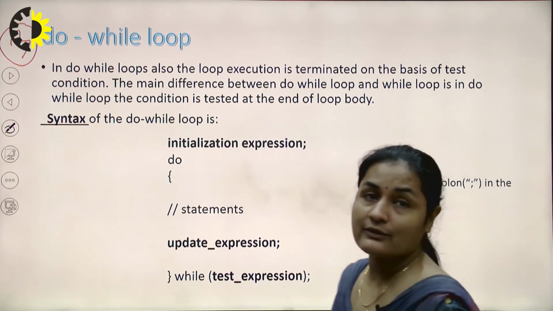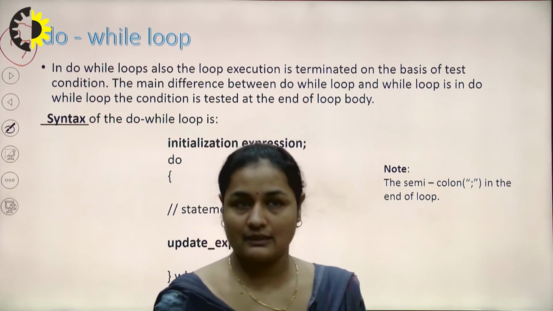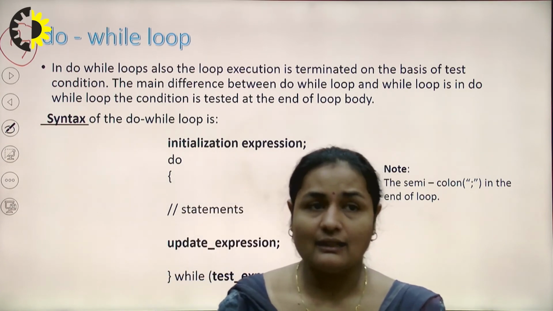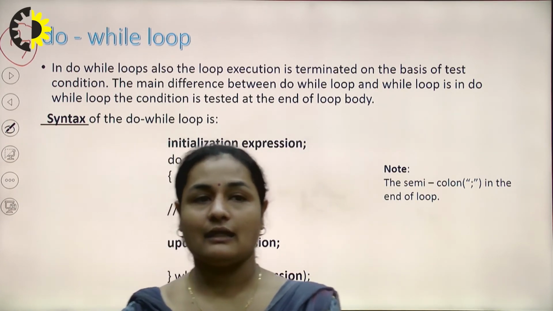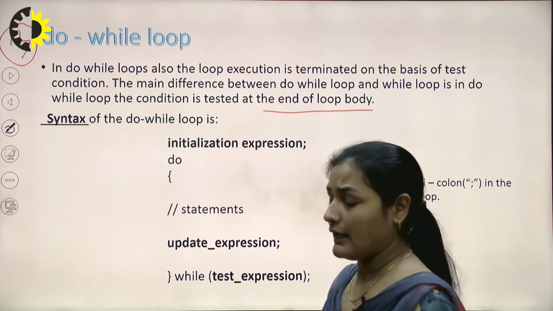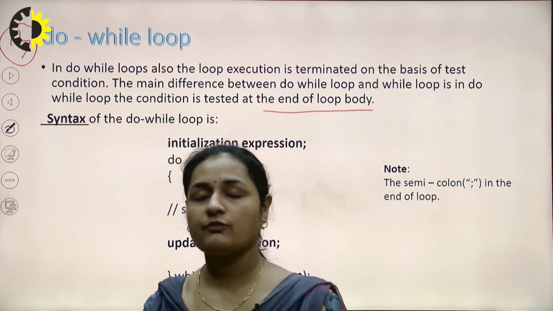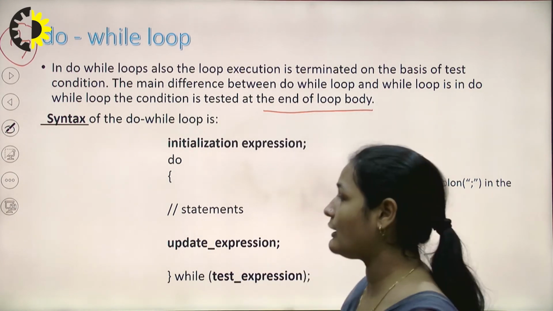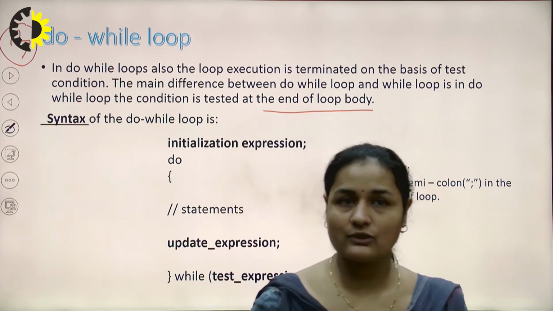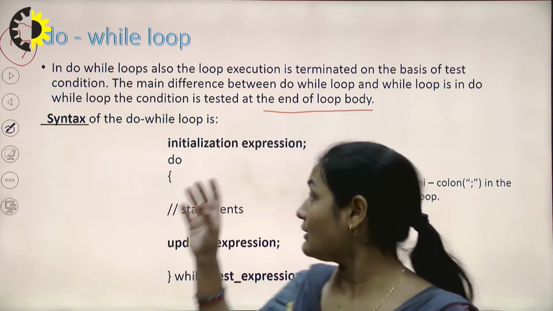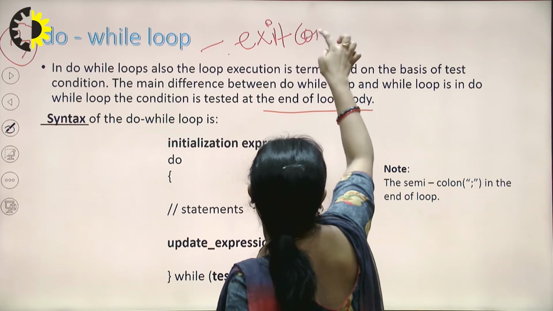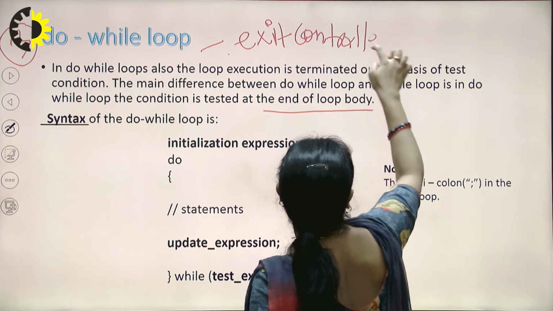In do while loops, the loop execution is terminated on the basis of the test condition. The main difference between the do while loop and the while loop is that in the do while loop, the condition is tested at the end of the loop body. Means in the while loop and the for loop, the condition is tested at the start of the body. That's why these two loops are known as entry control loops. But in the do while loop, the condition is tested at the end of the body, so it is also known as the exit control loop.